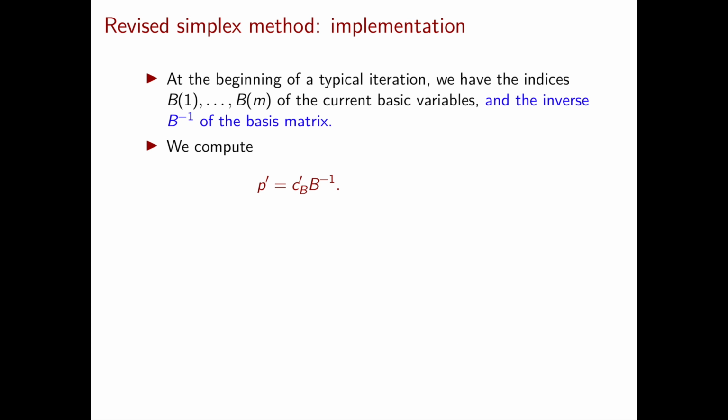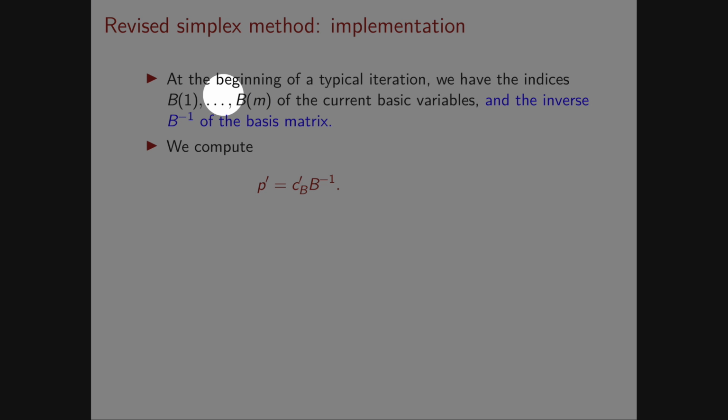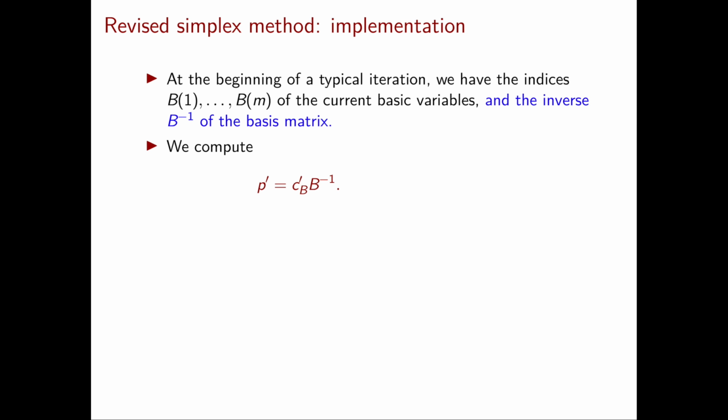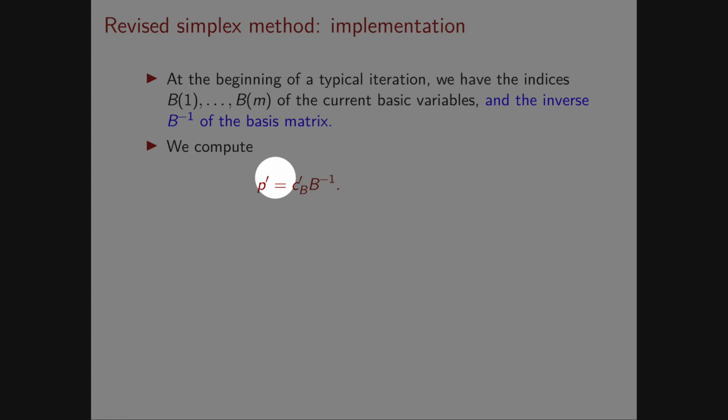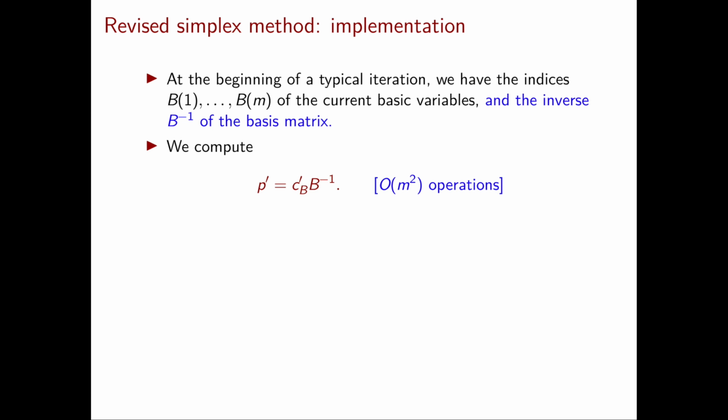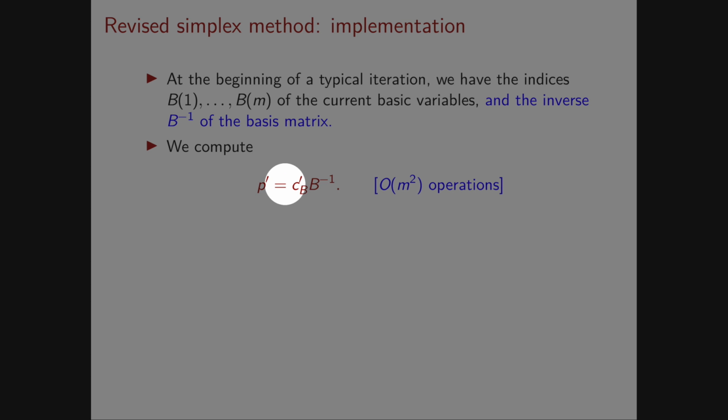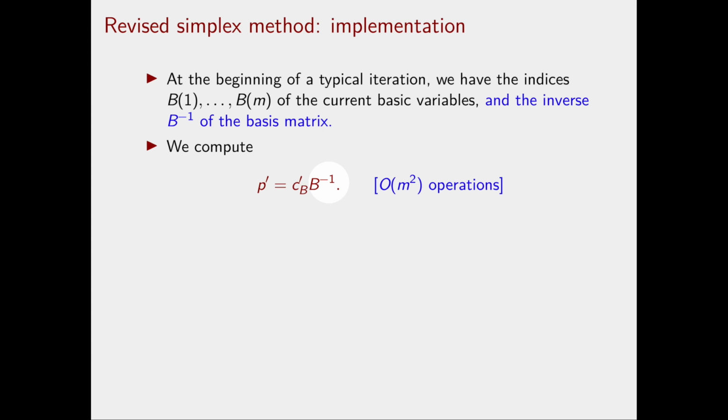Let's now analyze the runtime of an iteration of the revised simplex method. So we once again go through the iteration, but we explicitly write down all the arithmetic operations that we perform. At the beginning of our iteration, we have our basic indices B1 through Bm, and the matrix B inverse, which has been calculated in the previous iteration. Now we can compute the vector P transposed using the formula CB transpose B inverse, and this only requires big O of m square operations, because it's just the product of an m vector times an m by m matrix.